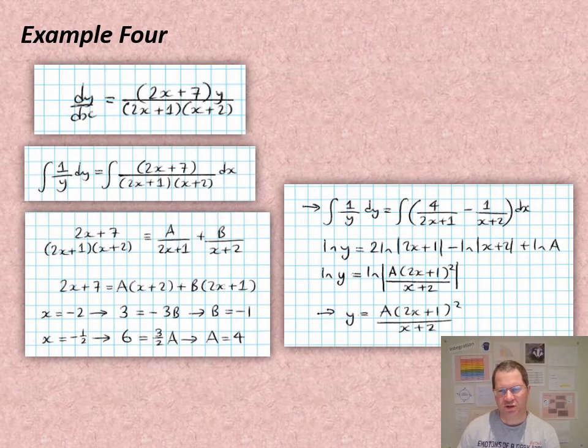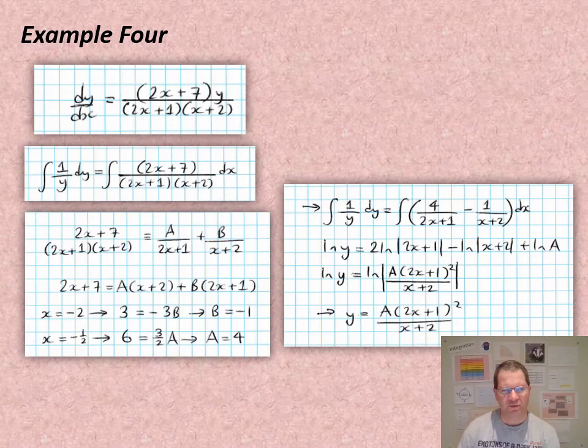Example 4 is just here to show you how complicated life can get if you want it to. dy by dx equals (2x plus 7) times y over (2x plus 1)(x plus 2). That is written in the form of f of x times g of y. So if we divide by y and times by dx, we get the integral of 1 over y dy equals the integral of something that we're going to write as partial fractions dx.